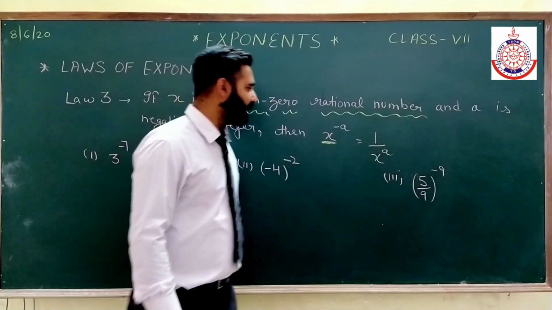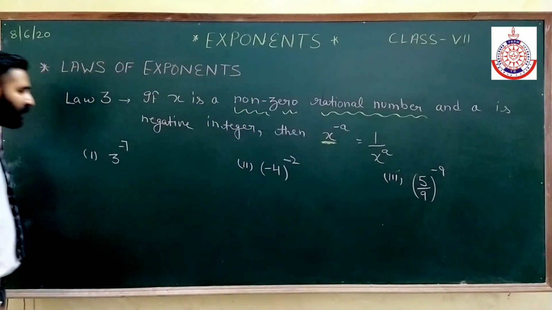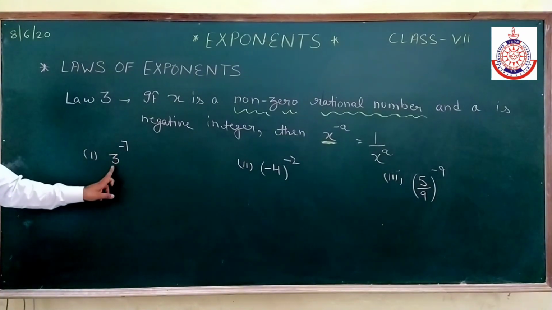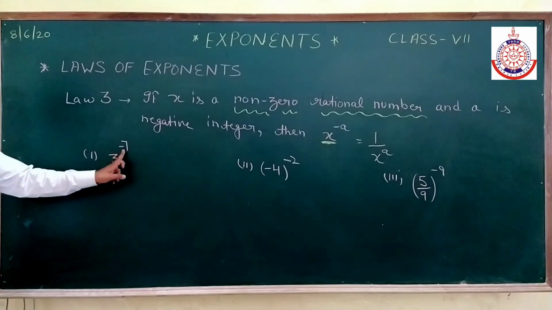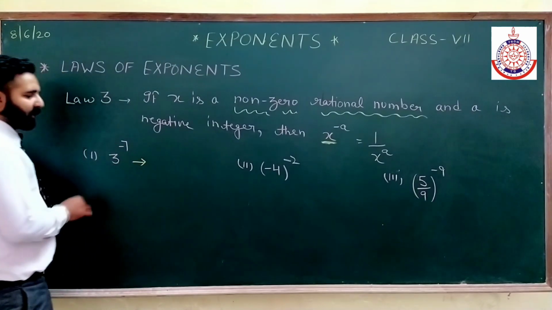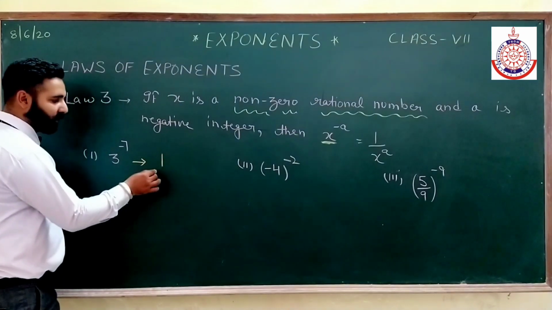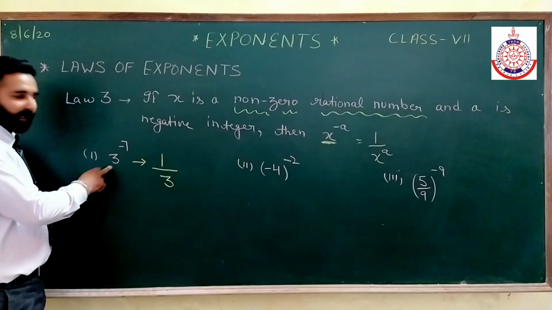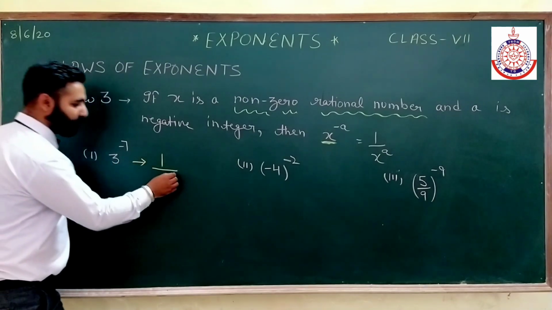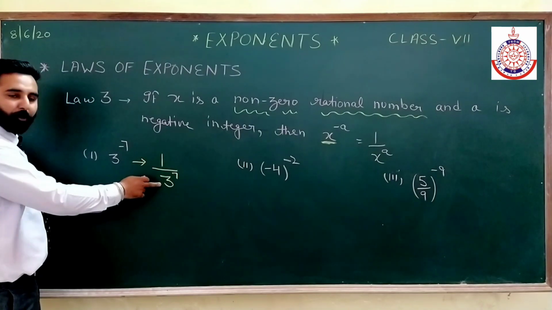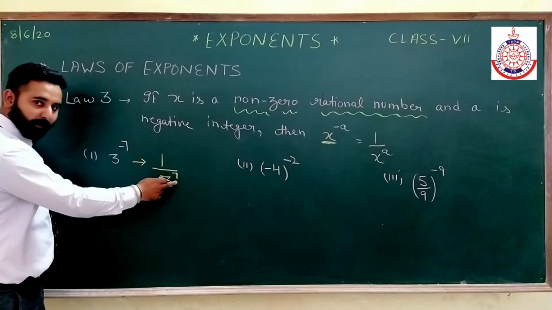Let us see this thing with the help of examples. Like here I am having 3 raised to power minus 7. 3 is a non-zero rational number and minus 7 a negative integer. So its answer will be 1 upon 3, because reciprocal of 3 is 1 upon 3 and minus sign will be removed from the power. So answer will be 1 upon 3 raised to power 7.